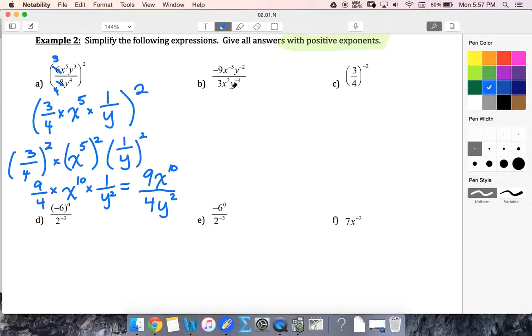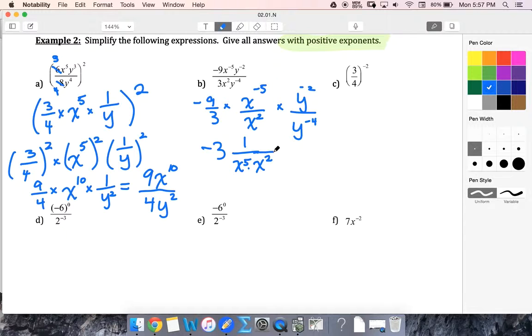Better yet, try this next one. Pause your video, try it, and then come back and look. So I'm going to separate out again. Negative 9 over 3. X to the negative 5 over x squared. Y to the negative 2 over y to the negative 4. So negative 9 divided by 3, that's negative 3. X to the negative 5, I'm actually dividing by x to the 5th. So that's 1 over x to the 5th. That x squared already has a positive exponent. I'm going to leave it down there.